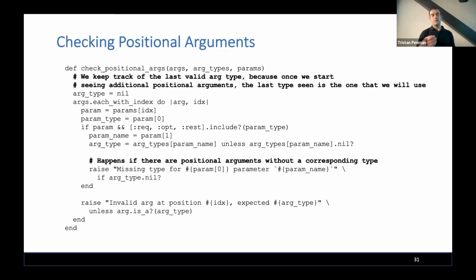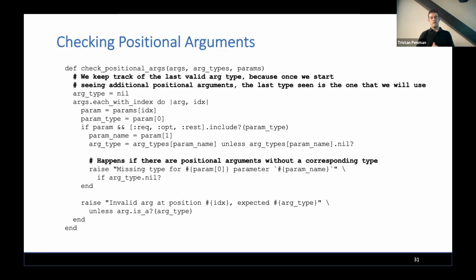But first, for each parameter, we check that it's one of the types that we support, so req, opt, or rest. And if it is, we go and save the type of argument that we're expecting. And say that's a string, we're going to store argtype equals string. And then we just do a little bit of a type check there, and at the very end there to determine whether or not the argument is what we expect.